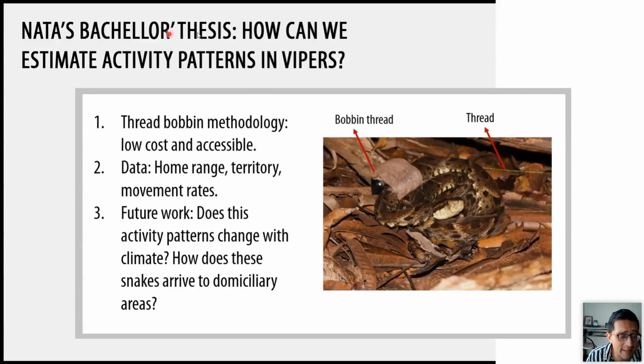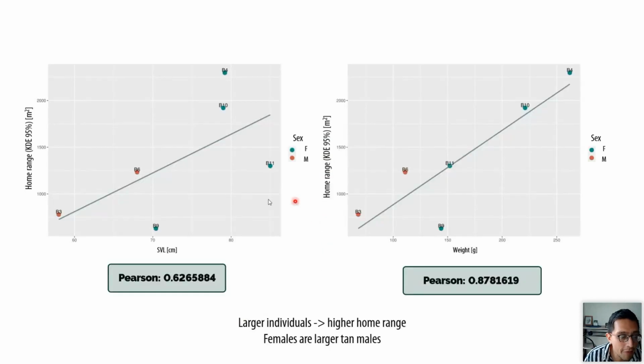For example, in Nata's thesis, we tried to understand how vipers move. We used a technique based on a bobbin thread, where we attach the bobbin thread to the snake, and then we follow the thread that the snake leaves while it is moving. With this, we can estimate home range, territory, and movement rates, and we want to start doing this estimation during dry seasons and rainy seasons to determine if the relationship that we saw previously is caused by an increase in activity patterns.